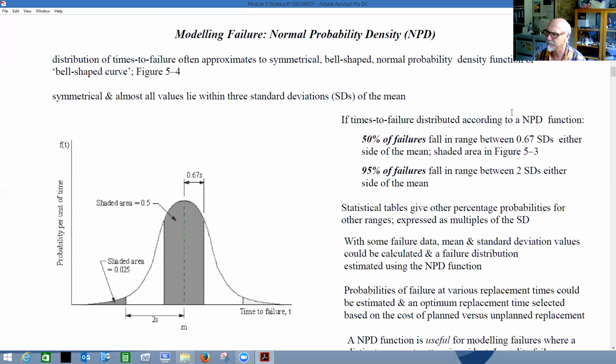Statistical tables give other percentage probabilities for other ranges expressed as multiples of your standard deviation, like within 3 standard deviations, within 5 standard deviations, that type of thing. Now, with some failure data, the mean and the standard deviation values could be calculated in a failure distribution estimated using this normal probability distribution function. As I say, there are others, binomial, Poisson, that type of thing.